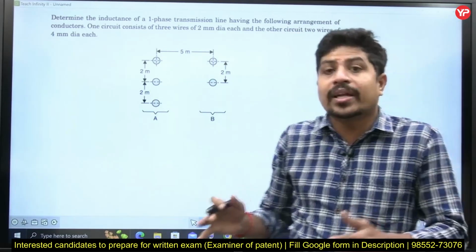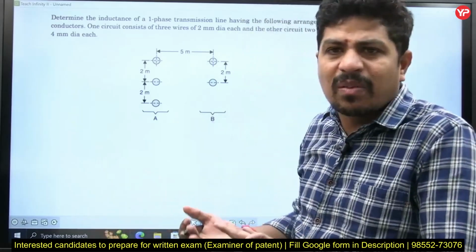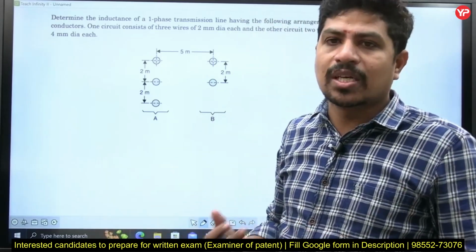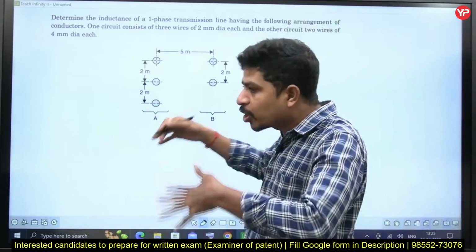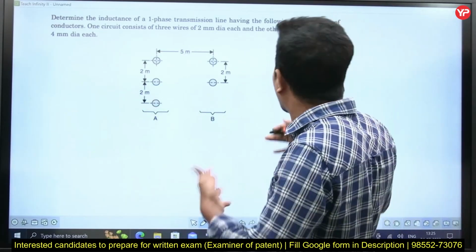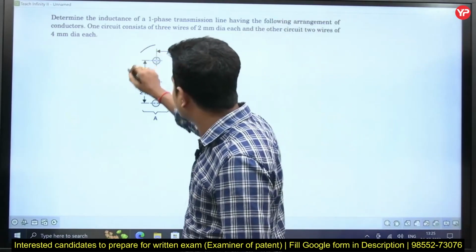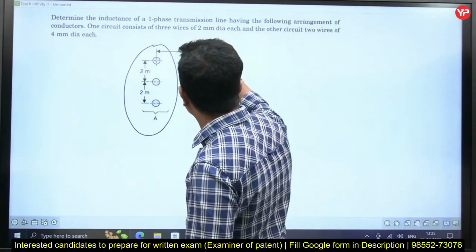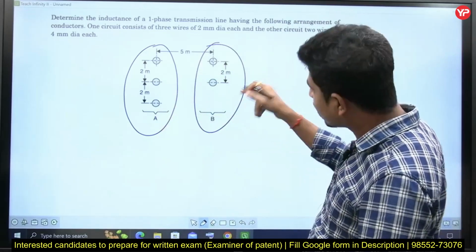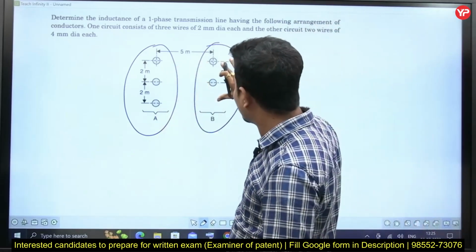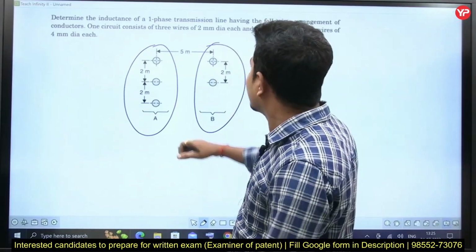Some students will get confused. What does it mean by one phase? Single phase, he means to say. Single phase system. Single phase 2 wire system. A 2 circuit system, or not 2 circuit, 2 wire only. So this total is 1 wire according to him. This total is another wire. A and B he mentioned. One circuit consists of 3 wires. This is one circuit, this is another circuit. So this is a single phase.